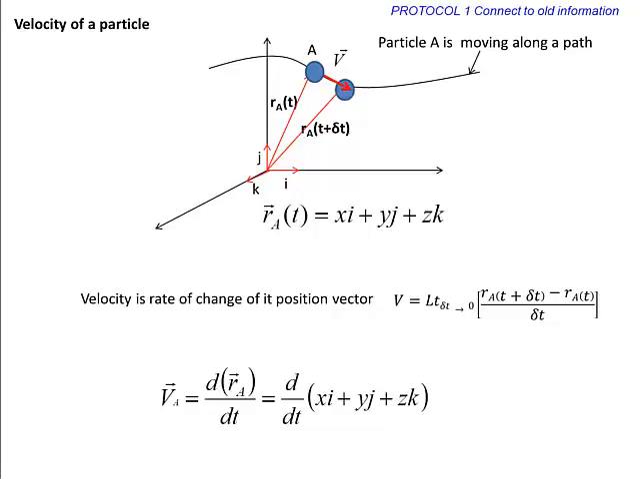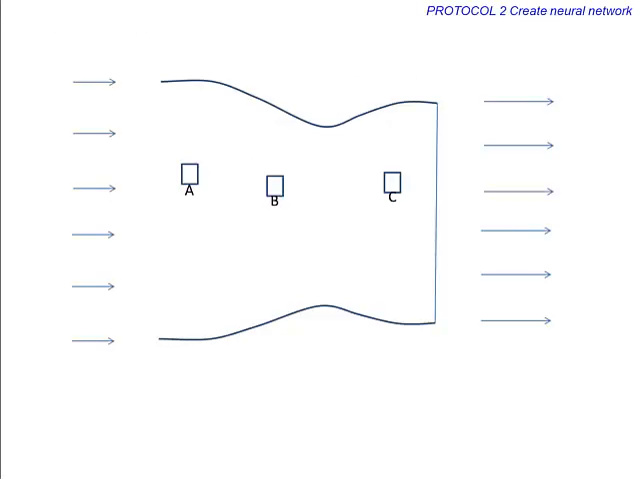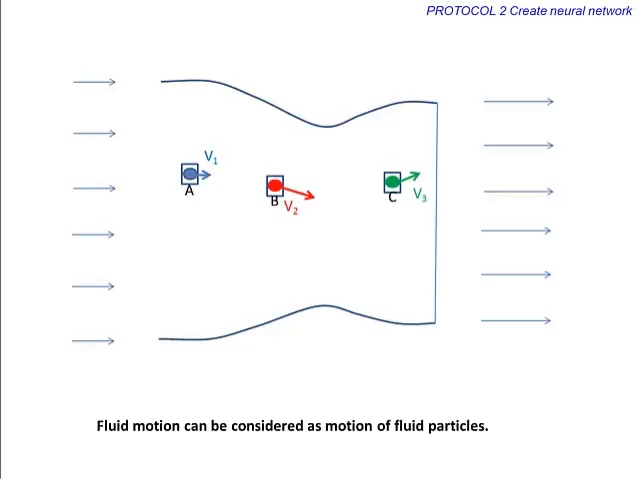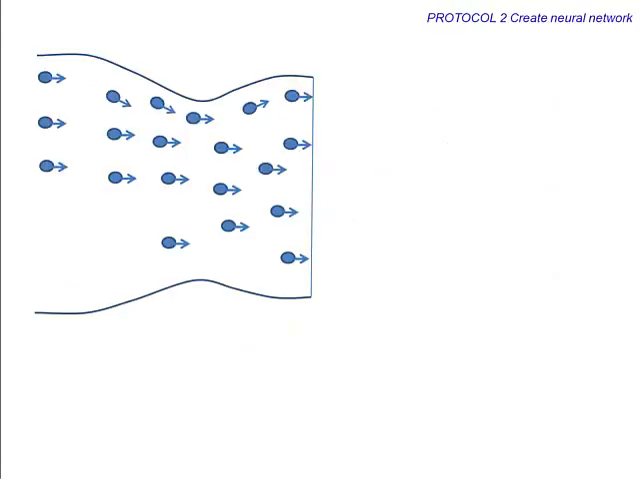Consider flow of a fluid through a converging-diverging channel, as discussed in video 30. Consider three locations A, B, and C where we can measure velocity of a fluid particle passing through those locations at a given instant. Let V1, V2, V3 be velocities of fluid particles at these locations, at a given instant of time. In similar considerations, we can visualize velocity vectors of particles in the entire flow field. This is called a velocity field.